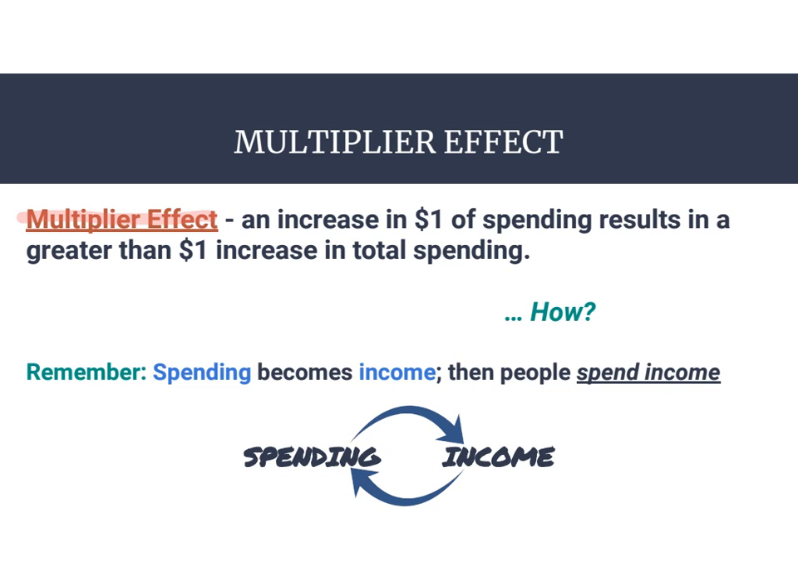So, of course, how in God's name does that happen? And the answer is that spending becomes people's income. If you recall, we talked about the spending approach and the income approach of calculating GDP, and that they always equal each other.